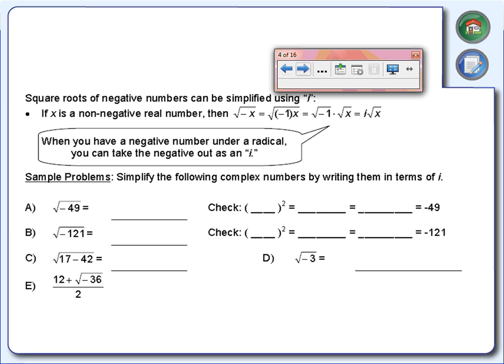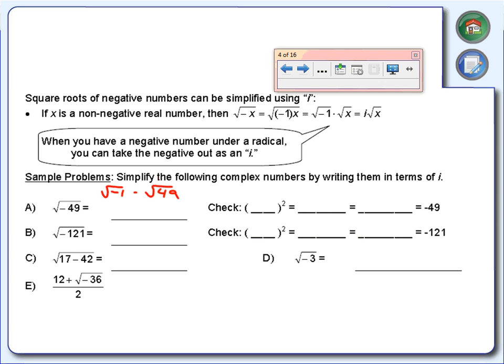So if you look at our first example over here, the square root of a negative 49. Try and put that in your calculator. Let's see what happens. What is the calculator going to give us if I put the square root of a negative 49? Non-real answer. So it's not going to give you an answer because there is no real answer. So up here what this is saying is the square root of negative 49 can be simplified as the square root of negative 1 times the square root of 49.